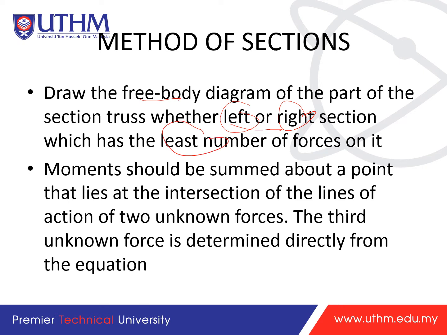The moment should be summed about the point that lies at the intersection of the lines of action of two unknown forces. So when we use the equilibrium equation for moment, we choose the intersection of the lines of action of only two unknowns, not more than that. The third unknown force is then determined directly from the equations.